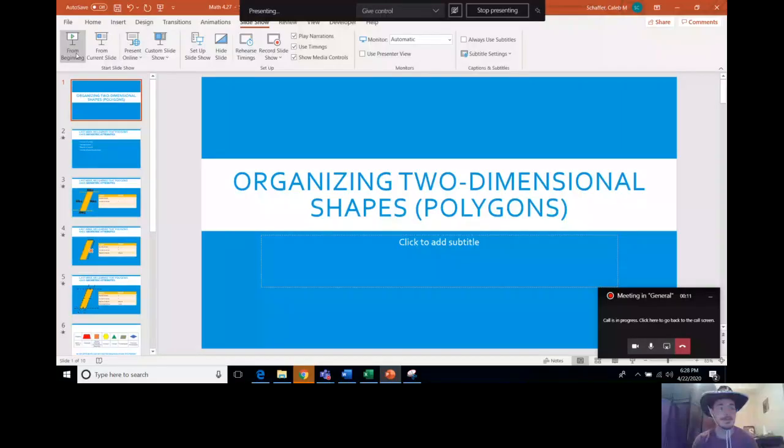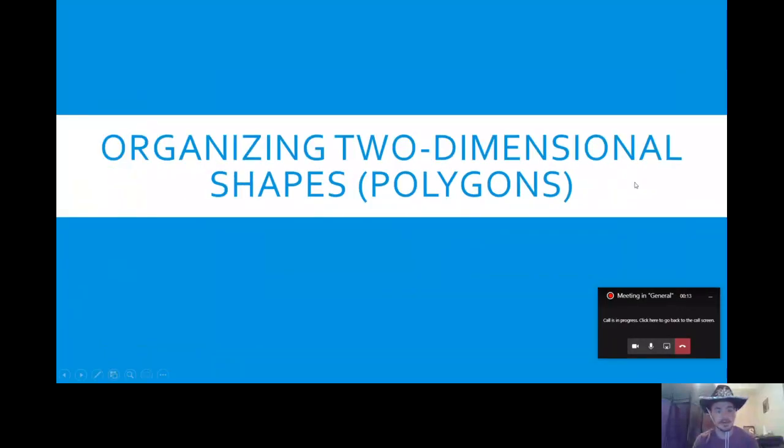Last week, we learned a whole lot about polygons. A lot of it was brand new information. Today, we're going to be learning more. So today, we're going to be learning about how to organize two-dimensional shapes, or polygons.